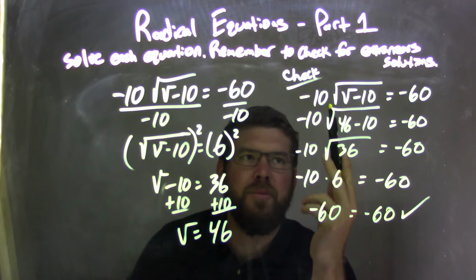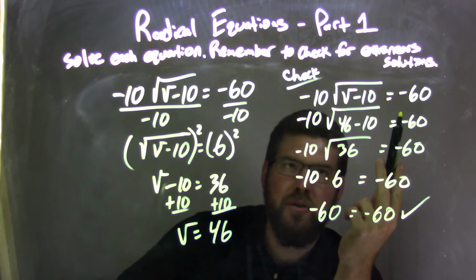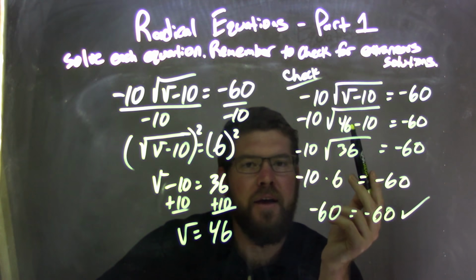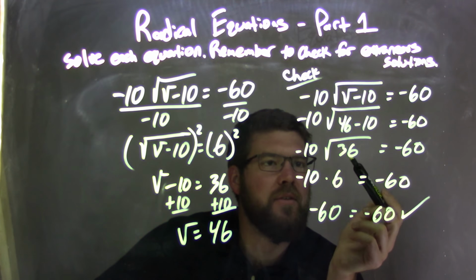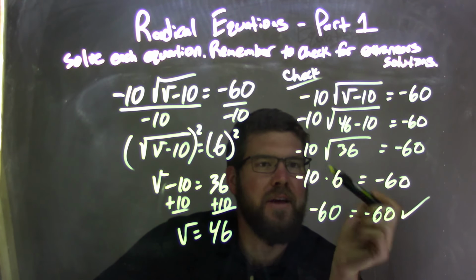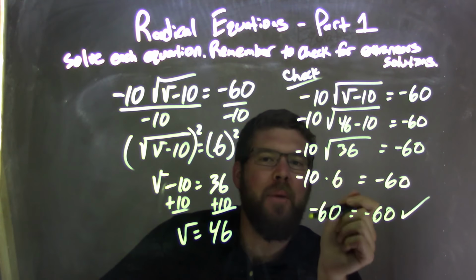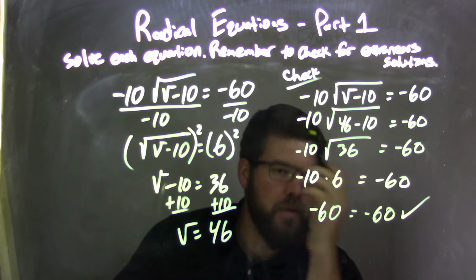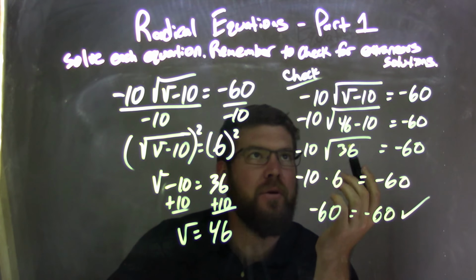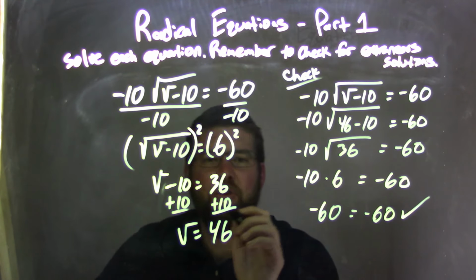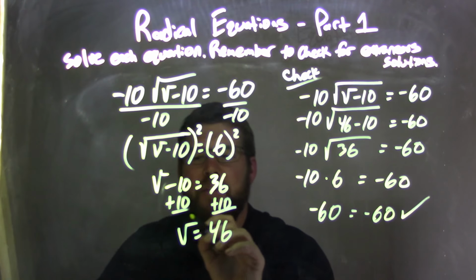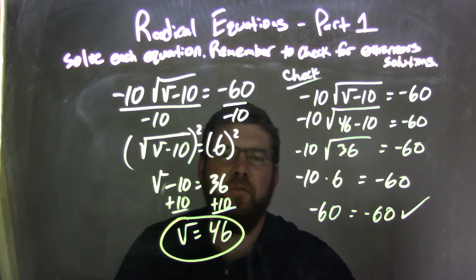I then plug it back into my original equation, so I rewrite my original equation. I then plug 46 in for v, and I simplify. 46 minus 10 is 36. The square root of 36 is 6. Negative 10 times 6 is negative 60, and my left and right hand sides were equal, and so I don't have an extraneous solution, and so confidently I can state that v equals 46 is my final answer.